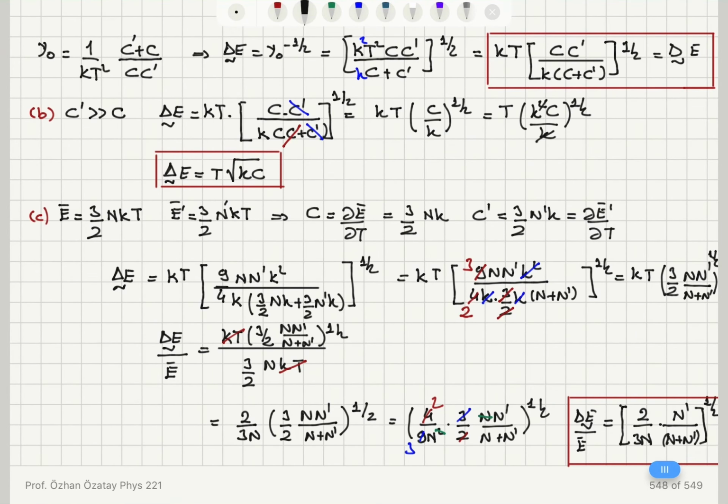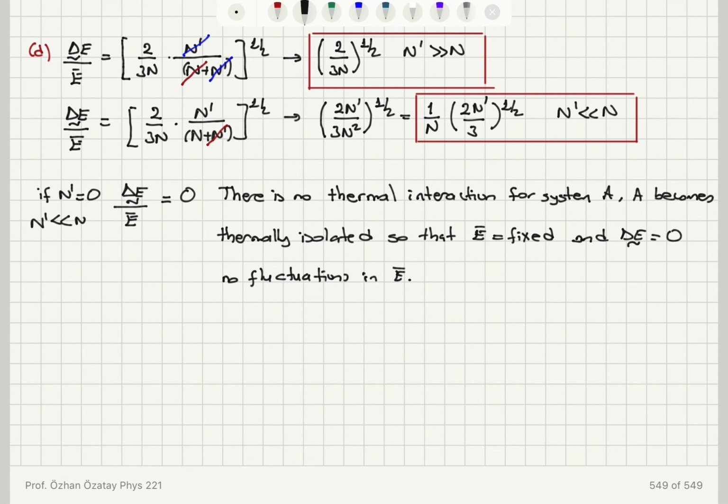And now the application for a monatomic ideal gas. Two systems A and A prime consist of monatomic ideal gases with different particle numbers, capital N and capital N prime. We have obtained the most general relative magnitude of fluctuations, and then we looked at the limit n prime much greater than n and n prime much less than n, and we find that when n prime is 0, the relative magnitude of fluctuations should become 0, because that means there is nothing to interact with and system A is thermally isolated with its total energy being fixed.